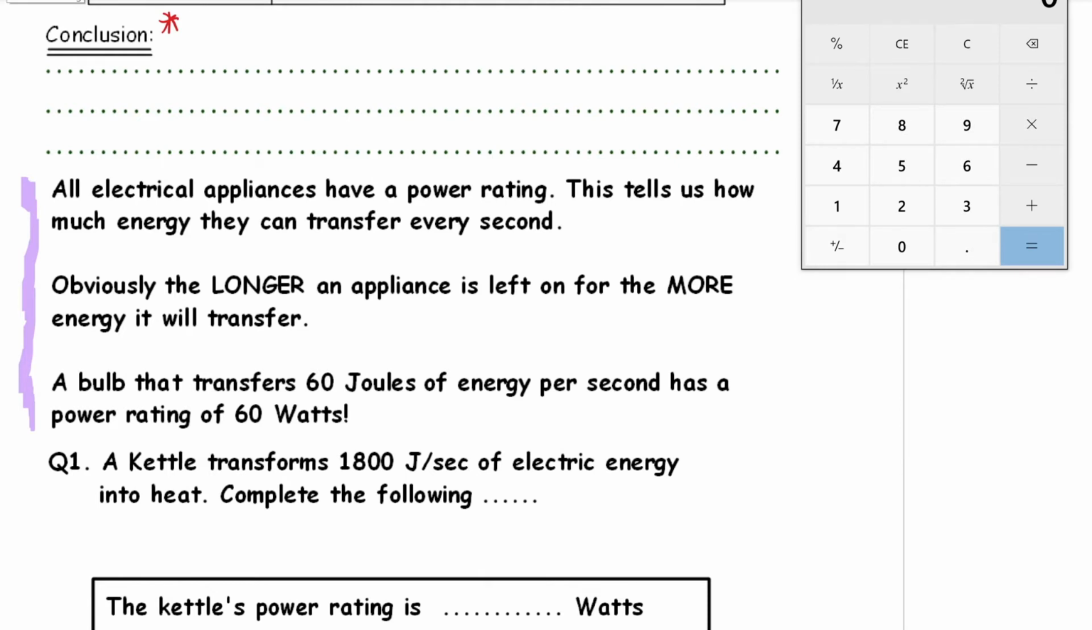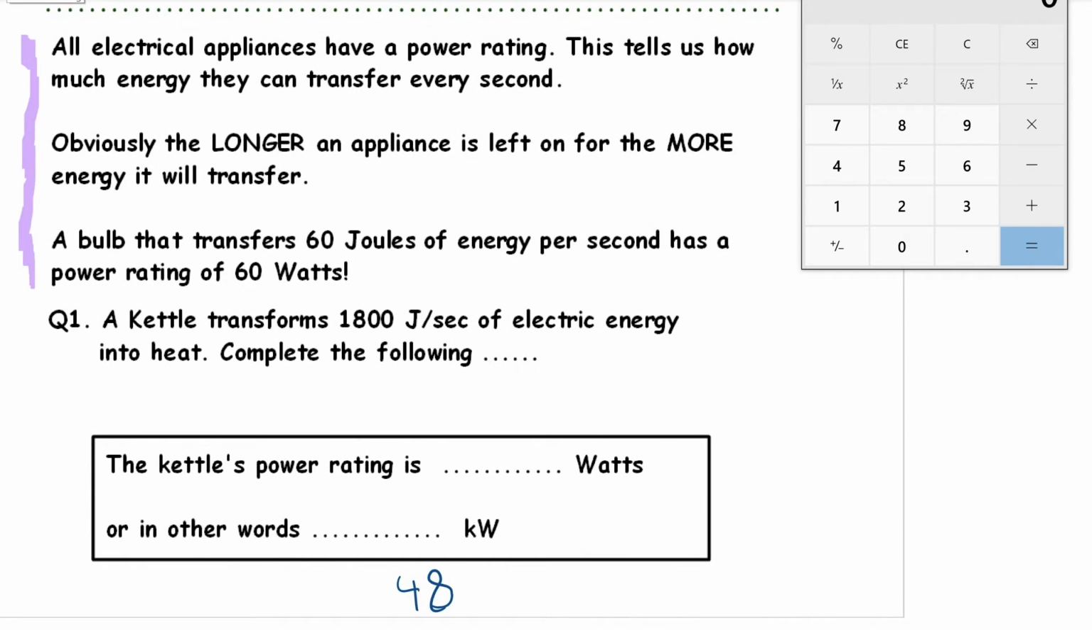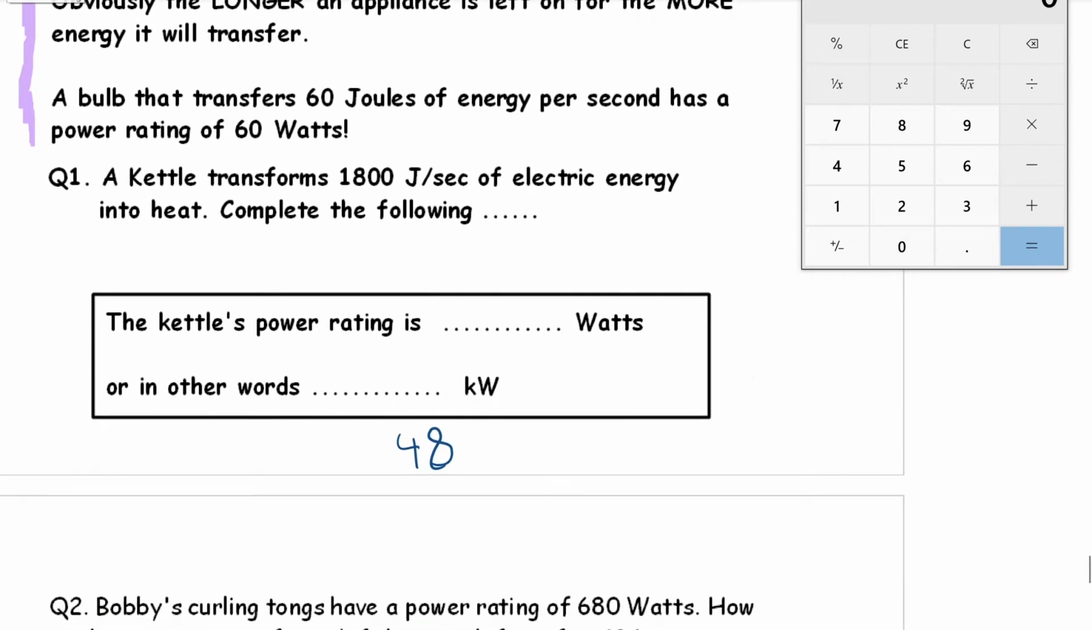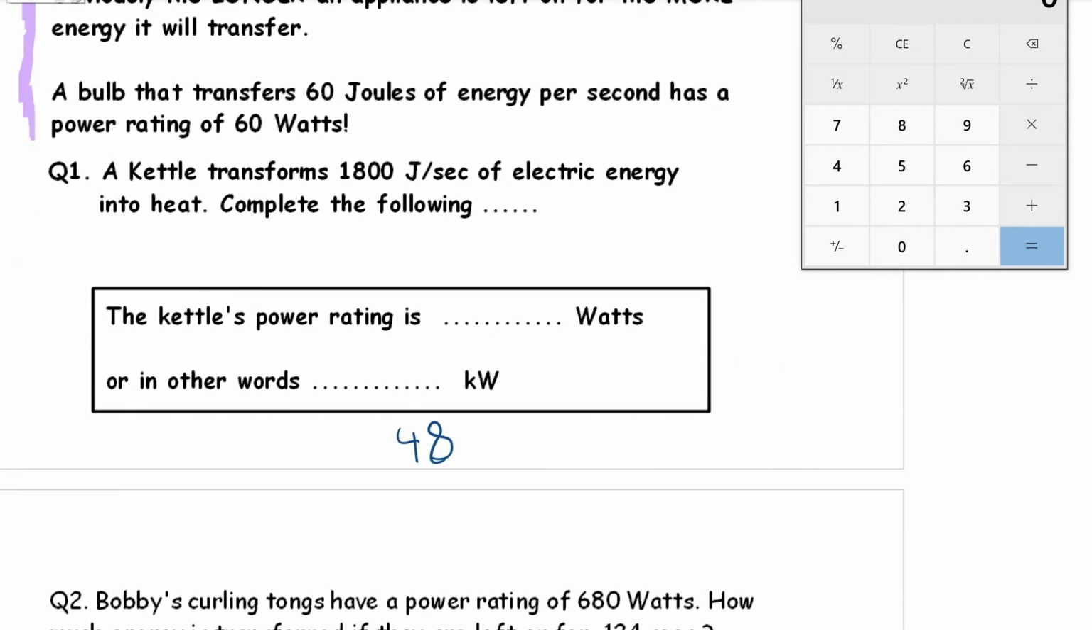Question 1. A kettle transforms 1,800 joules per second of electrical energy into heat. Not 3,000 joules per second, so that's a kettle with a lower power rating. It's not 3,000 watts. It's less powerful, so it would take longer for the water to boil. You just have to be a little bit more patient when you're waiting for your cup of tea or coffee or hot chocolate. Other beverages are available.